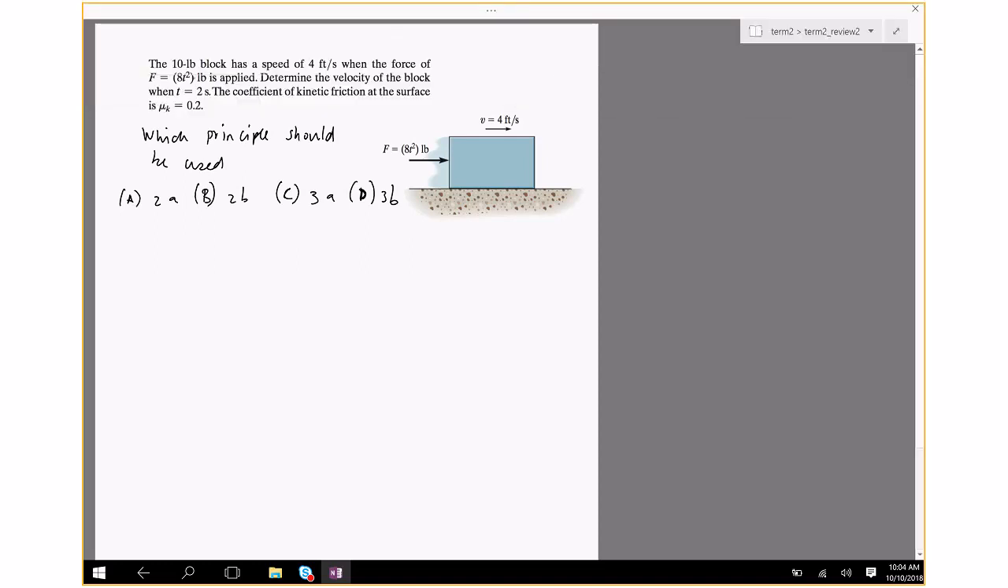The 10 lb block has a speed of 4 feet per second when the force is 8t square. Determine the velocity of the block when the time is 2 seconds. So given the speed when the time is 0. Okay, you guys done polling?